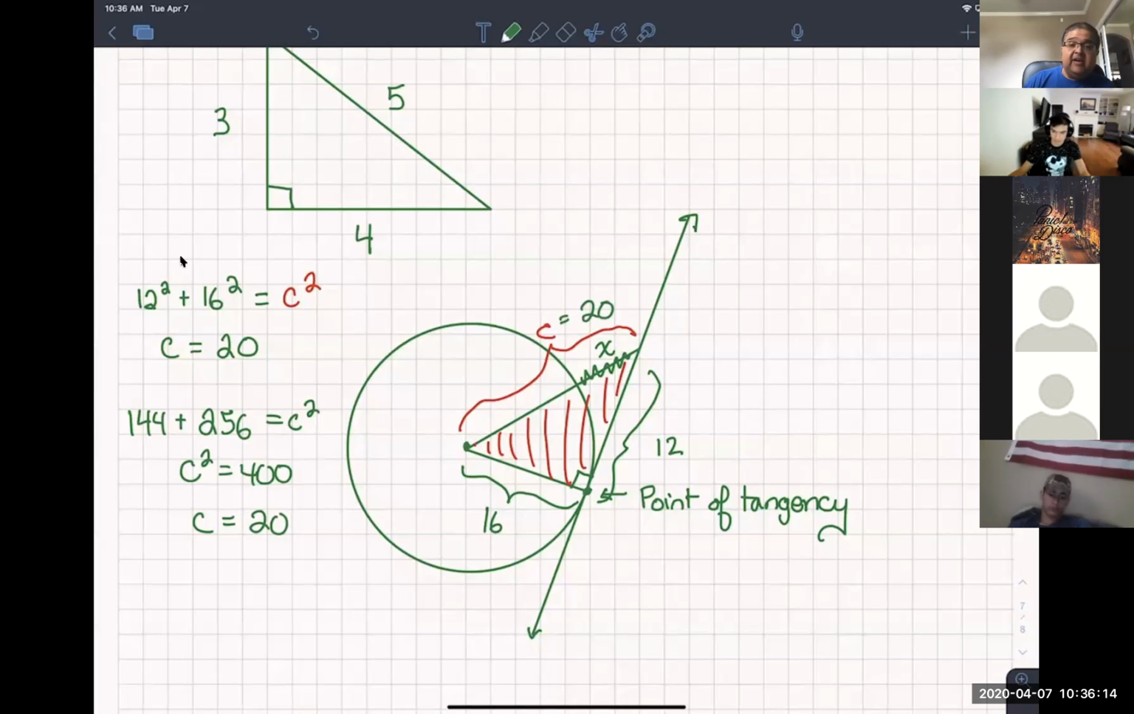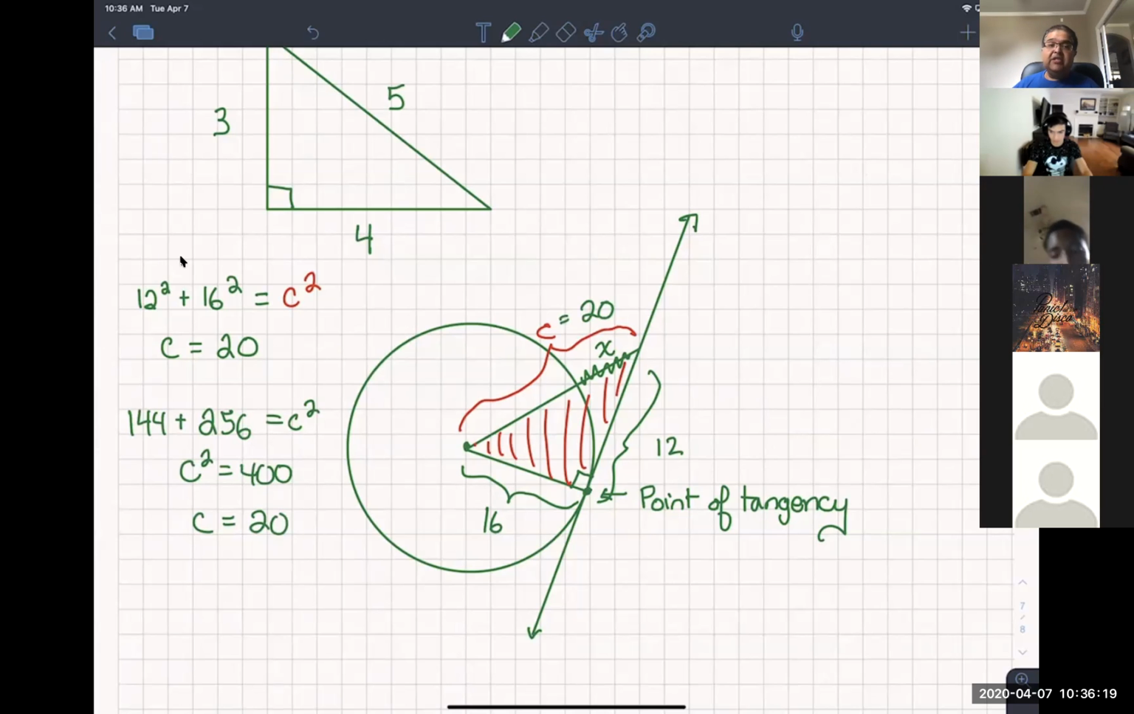But that's not what I'm asked to find. I'm asked to find this piece. So how can I use the information that I just found to find what that small piece is? Remember, this is what I'm looking for right here, this small piece. Any takers? Well, yeah, we found the whole thing to be 20, right? So, guys, here's the thing. What do I know about this length right here? Oh, 20 minus 16. Why is this 16?